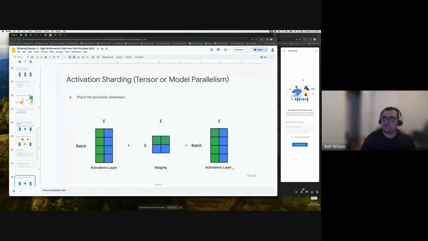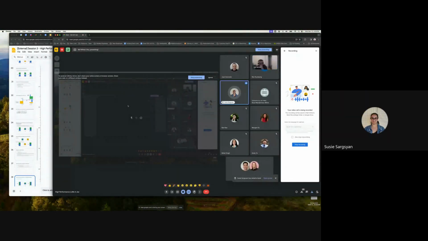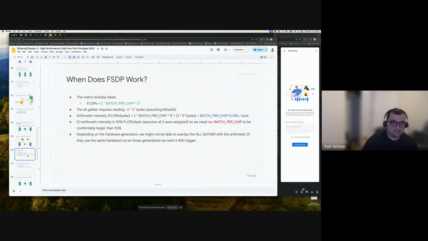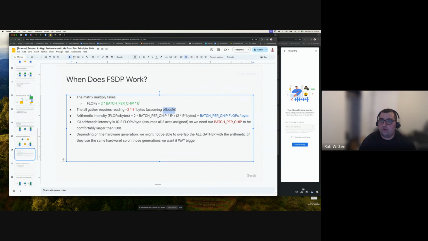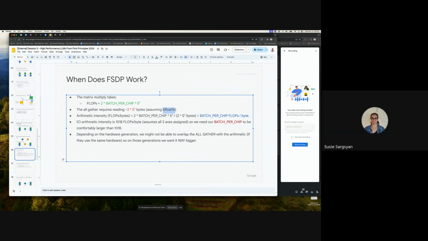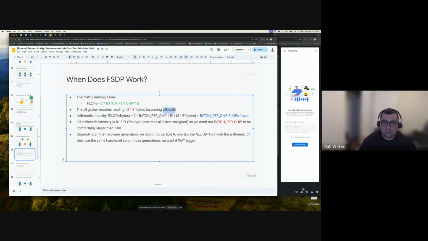Cool. Some questions in the chat? Susie was wondering where this factor of 2 is coming from. Let's look at the various factors of 2. Which factor of 2 is bothering you? For example, 2 times e squared. I see the elements in the weights is e squared. Why is it 2 times? Okay, I'm assuming that we're getting the weights in bfloat16, which is 2 bytes per parameter. Right, so they actually happen to cancel out.